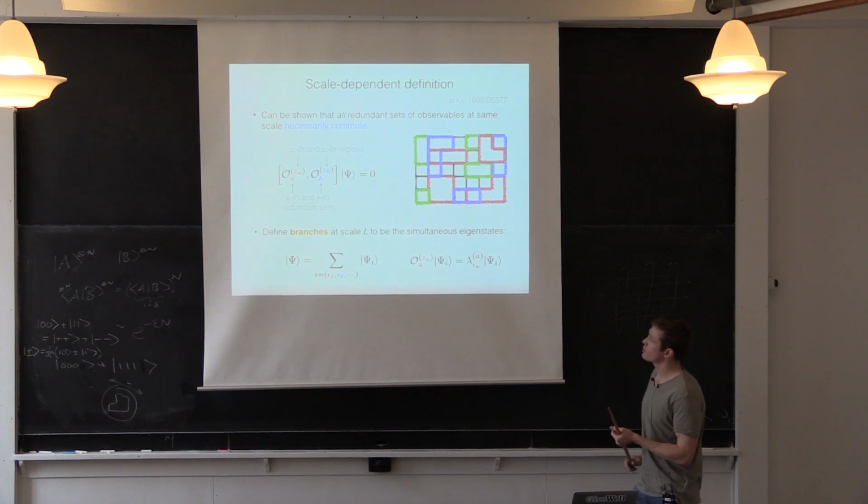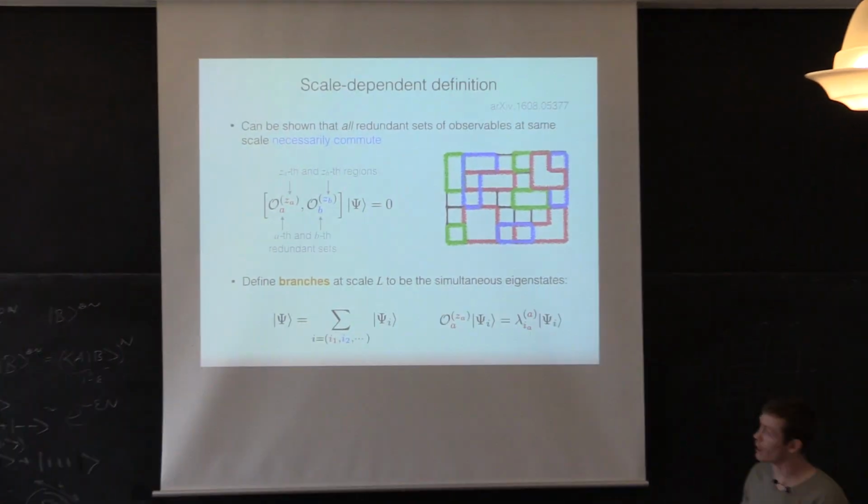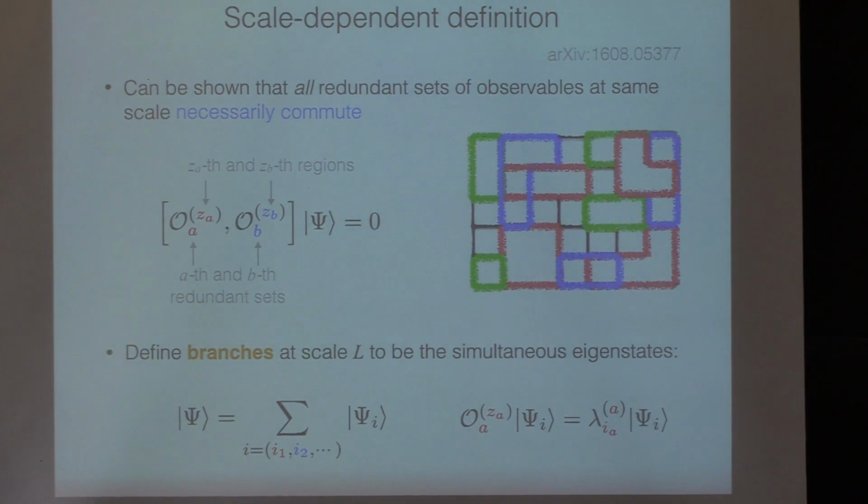So the fact that these commute means that you can define the branches, again at that scale L, to be the simultaneous eigenstates of these observables. So we can just say, if you hand me a many-body state, I can hand you back the set of all branches that contain redundant information on them. Yeah, good. So a typical random state, there wouldn't be any redundant information, so there would be only one branch. Or there might be, by accident, an exponentially tiny amount compared to system size.